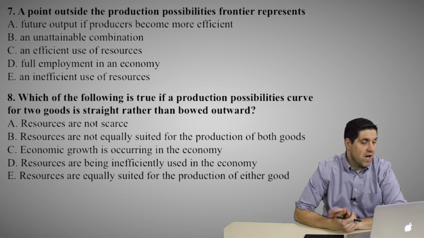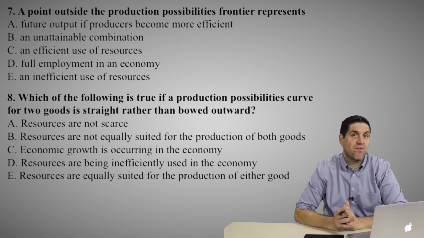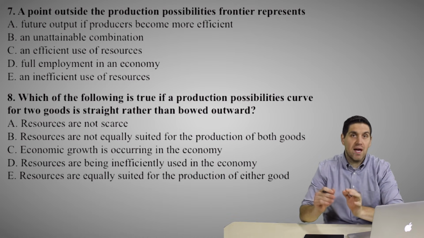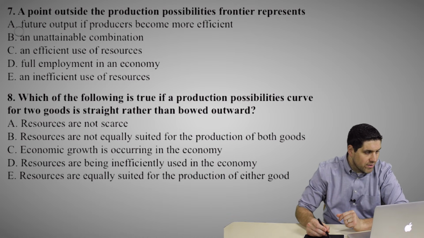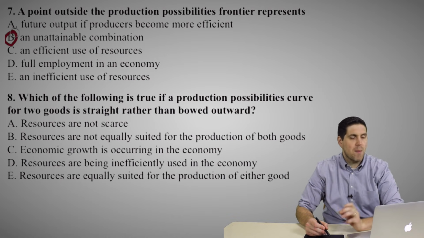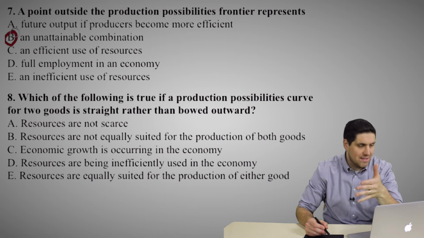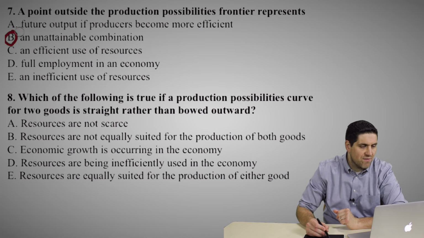All right, for question number 7, a point outside the production possibilities frontier represents. All right, a point outside the curve means you cannot produce that amount. That's what that means. So the right answer here, no doubt about it, is guaranteed B, an unattainable combination, or a point that you cannot get to. Future output produced if they become more efficient.